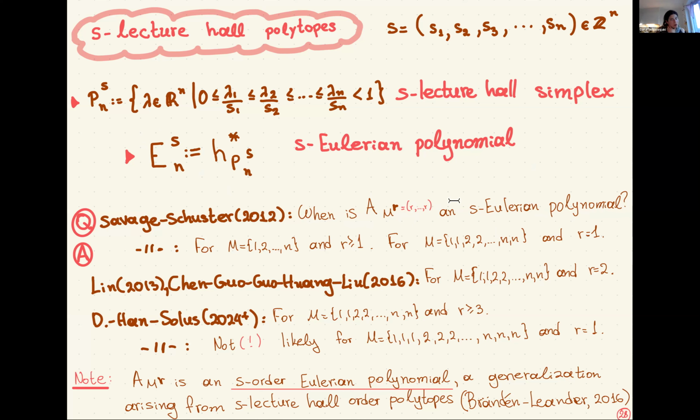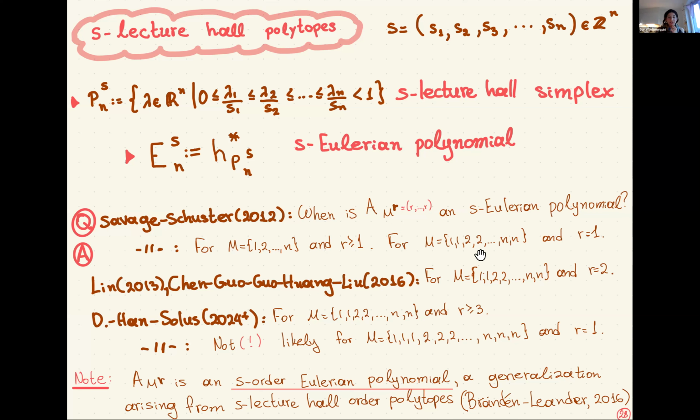So when it's an S Eulerian polynomial, when can I find an S Lexer-Hall simplex whose Ehrhart polynomial will be the same as the generating function associated to this colored multiset Eulerian polynomial, right? And they first studied the case where the multiset has one copy of everything, so the standard sets. And for any color, any vector of fixed colors, they found that this happens. So there is a sequence, namely the sequence from 1 up to n, that satisfies this.